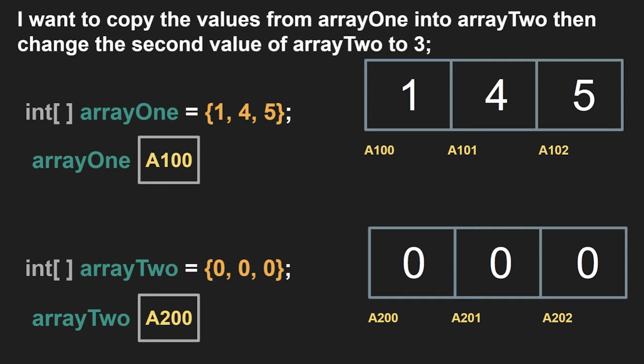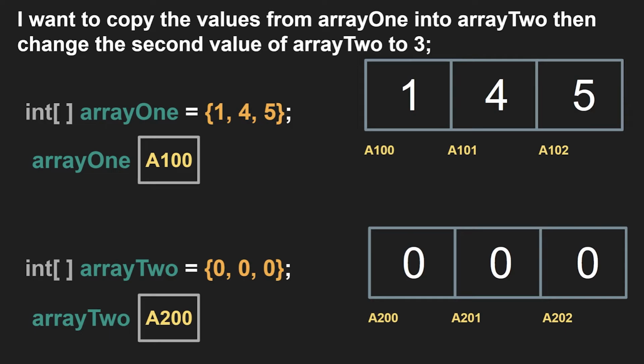We have a problem though. We want to copy the values from array 1 into array 2, and then change the second value of array 2 to 3. To simplify, we want to make a copy of array 1, set it to array 2, and then change one of those values. This should not affect array 1 because we're making a copy. In this example, we want to change the second value, or the value at the first index, and we want to set it to 3.